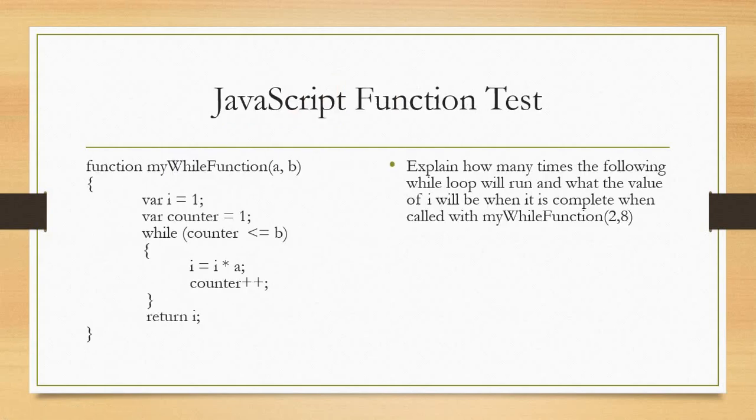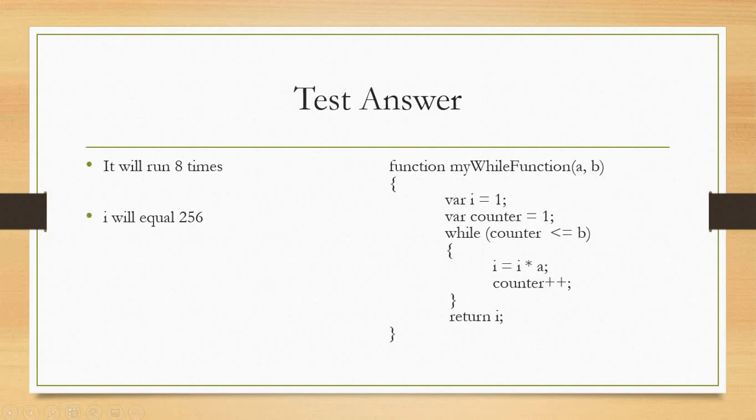So here's a JavaScript function test for you to complete. Using the code: function myWhile(a, b), var i equals 1, var counter equals 1, while counter is less than or equal to b, i equals i times a, and the counter increments by 1, return i. Explain how many times the following while loop will run and what the value of i will be when it is complete when called with myWhile, where a is 2 and b is 8. Can you figure it out?